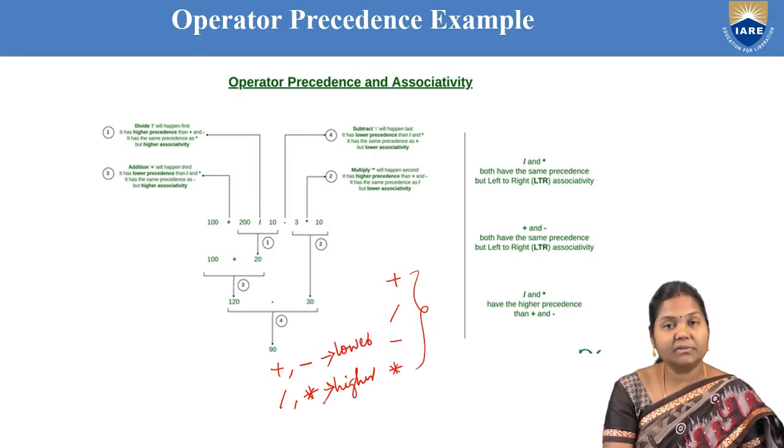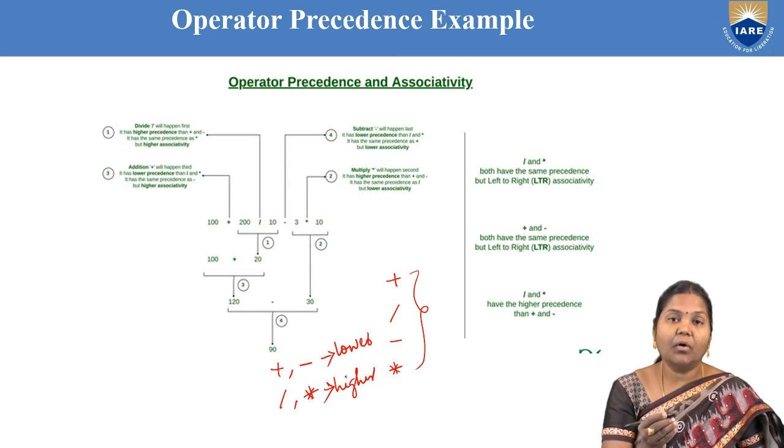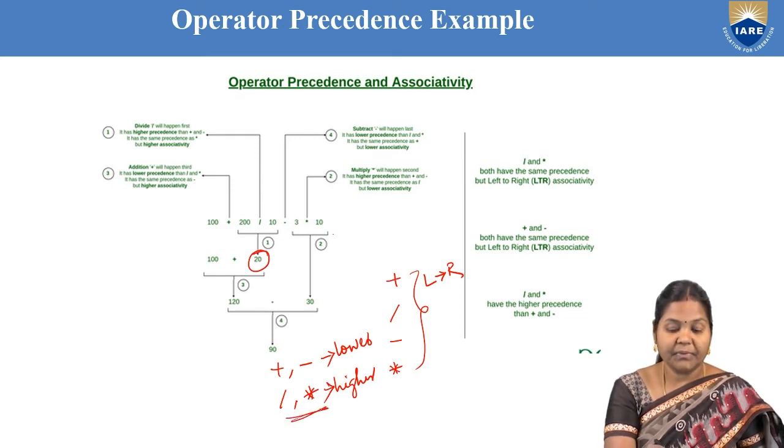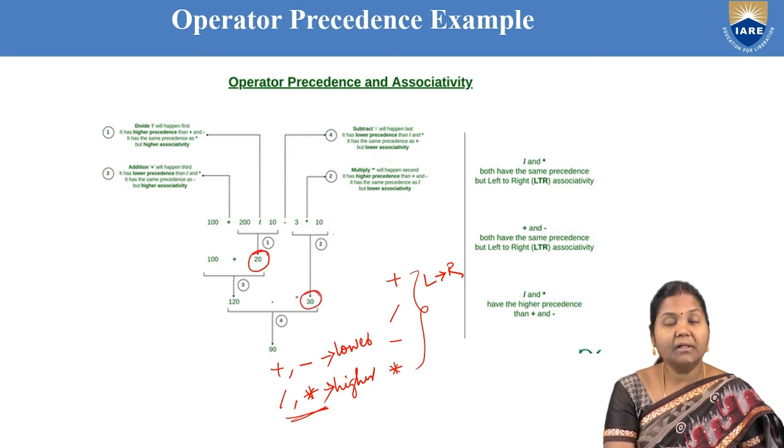If you compare these four, you have to see their order of occurrence. All the operators' associativity is from left to right, so from left to right, 200 by 10 will be evaluated first. 200 by 10 is 20. Then the next in the order of occurrence is multiplication, so 3 into 10, which is 30, will be evaluated second. After that, from left to right, the plus operator comes before the minus operator, so plus will be evaluated.